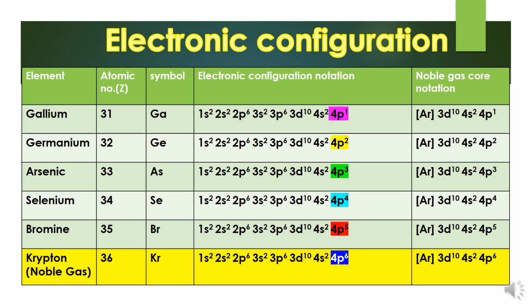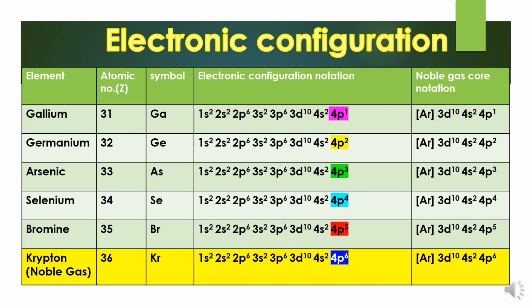The 33rd electron of arsenic will also enter in 4p, but it will enter in 4pz, giving the electronic configuration 4p3. And the 34th electron of selenium will also enter in 4p, but now the pairing will start, giving the 4p4 electronic configuration. The 35th electron of bromine enters in 4p, giving the 4p5 configuration, and the last electron of the 4p subshell will be of krypton, giving the configuration 4p6, thereby completing the 4p subshell.